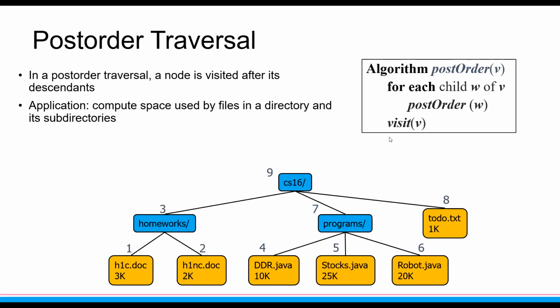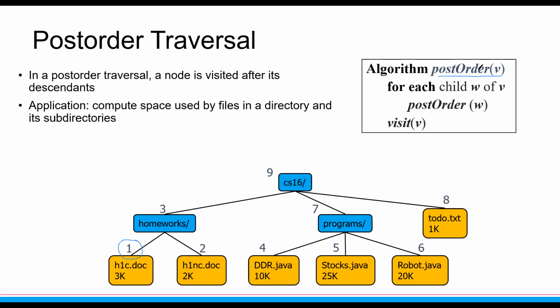We have another traversal which is called post-order traversal. In the post-order traversal, the node is visited after its descendants. So this is the opposite. Okay? And in order to make the algorithm, we use the post-order of V. The idea is the same, but we will start from the leaf.